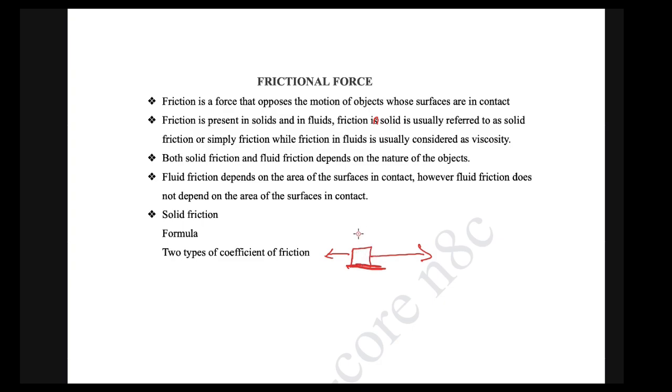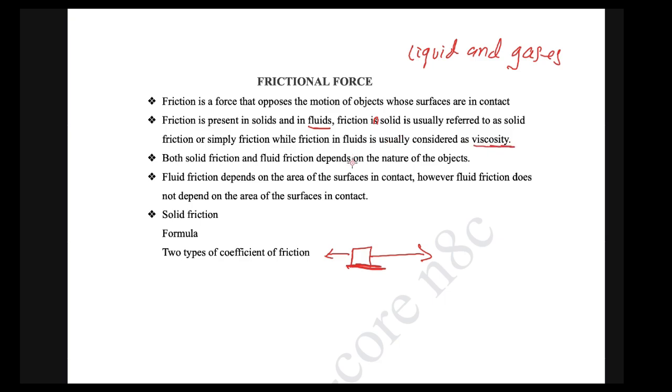Now, friction is present in solids and also in fluids. Understand that fluid is a term used to refer to liquids and gases. So fluids are liquids and gases. Friction in solids is simply called friction or frictional force, while friction in fluids is usually considered as viscosity. So viscosity is fluid friction.